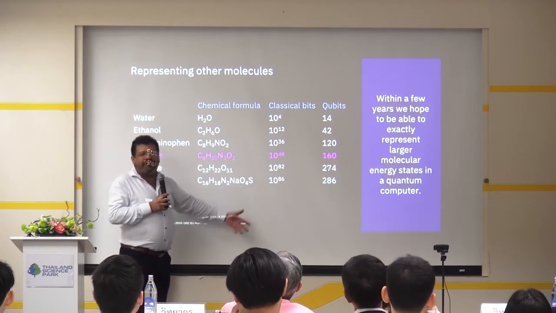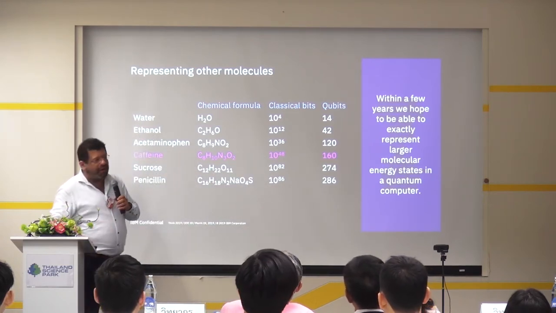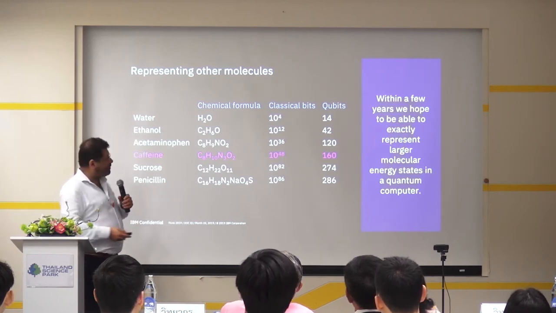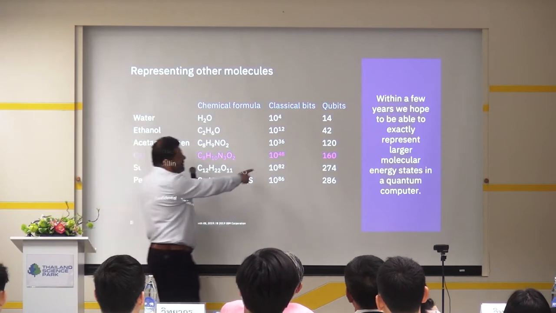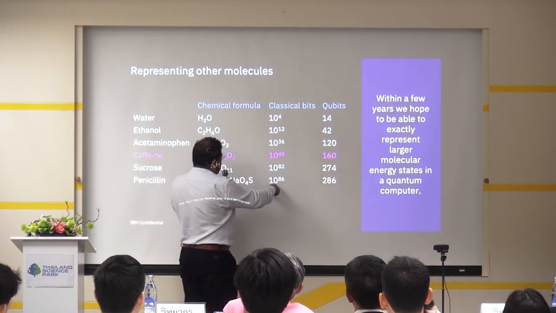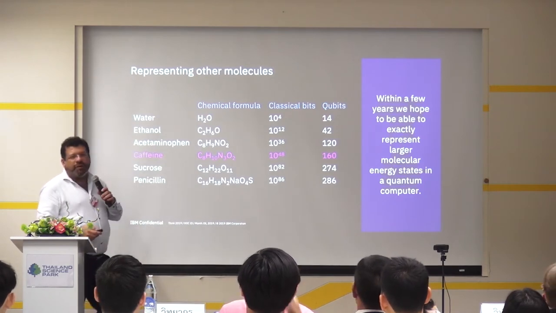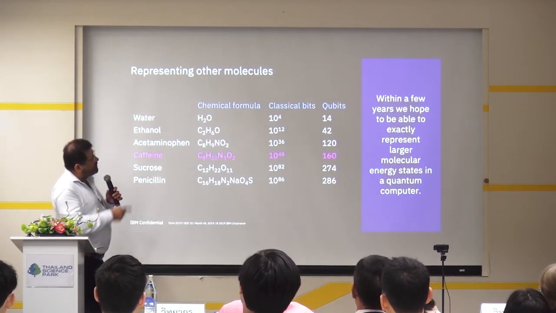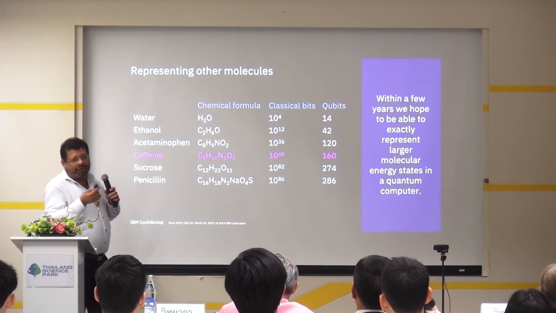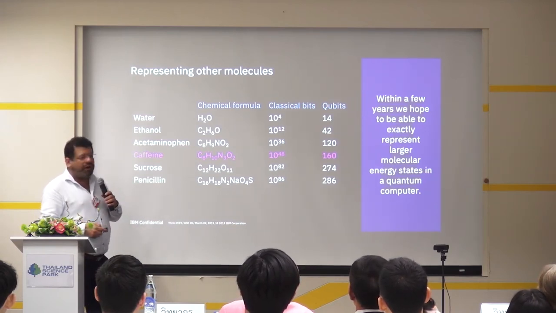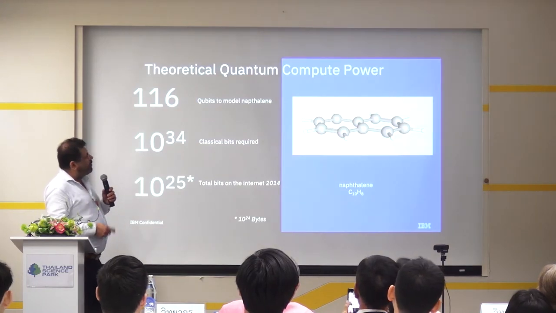Right over here, we're getting into an extremely large number of problems. The problem becomes that we don't have enough resources to build these machines, right? So you can see, for caffeine, 160 qubits, rather than 10 to the power of 48 bits. For penicillin, rather than 10 to the power of 86, we're going to need about 286 qubits to represent a molecule of penicillin. So you can see quantum computing pretty much has an advantage in scalability and available resources. So what do we mean by modeling?